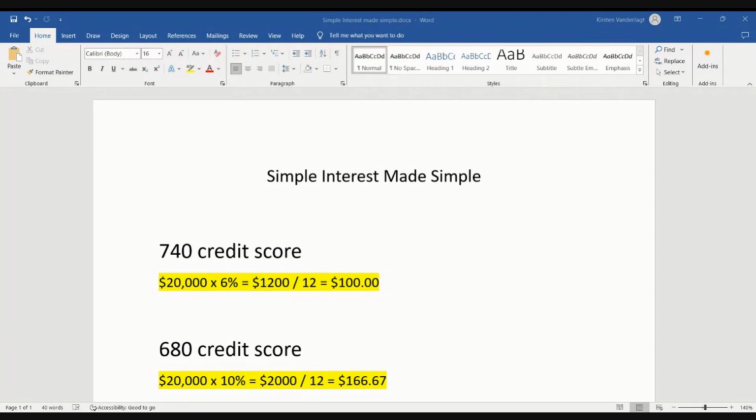So, Julie, that's all that I have. Do you have anything else? I think this is a great illustration showing what your credit score and how much you're going to pay.